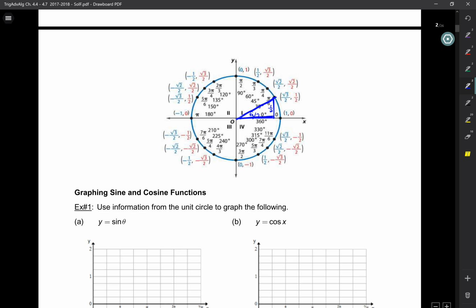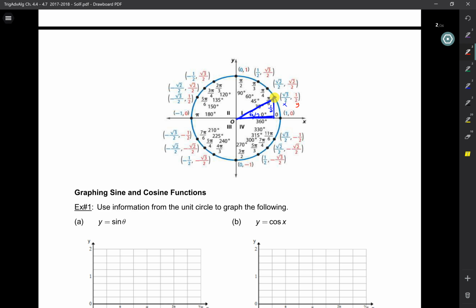Now, to get to this point here, how much would I go horizontally then? I would go a distance of √3/2, and then I would go up 1/2. So my distance in x would be √3/2. My distance in y would be 1/2. So you can see here, the distance in x is √3/2, and the distance in y is 1/2.